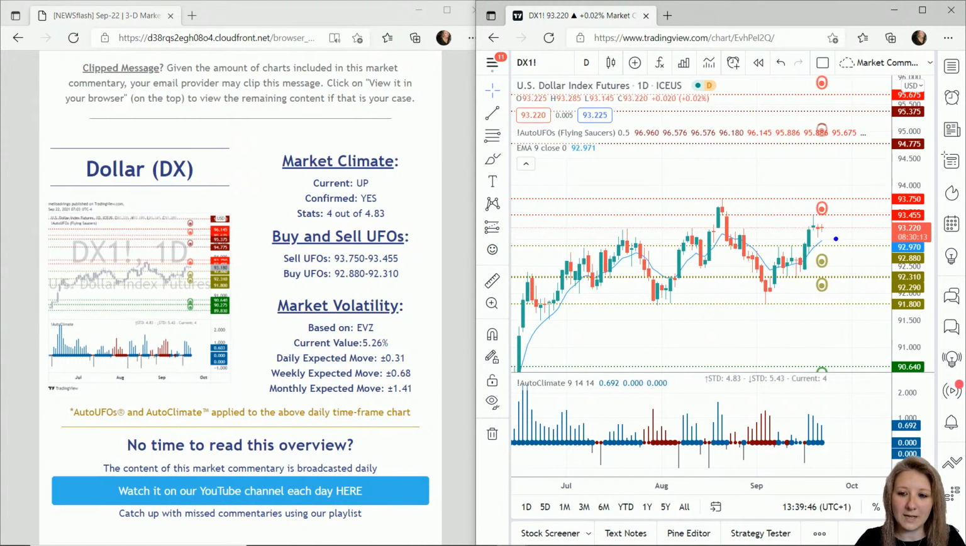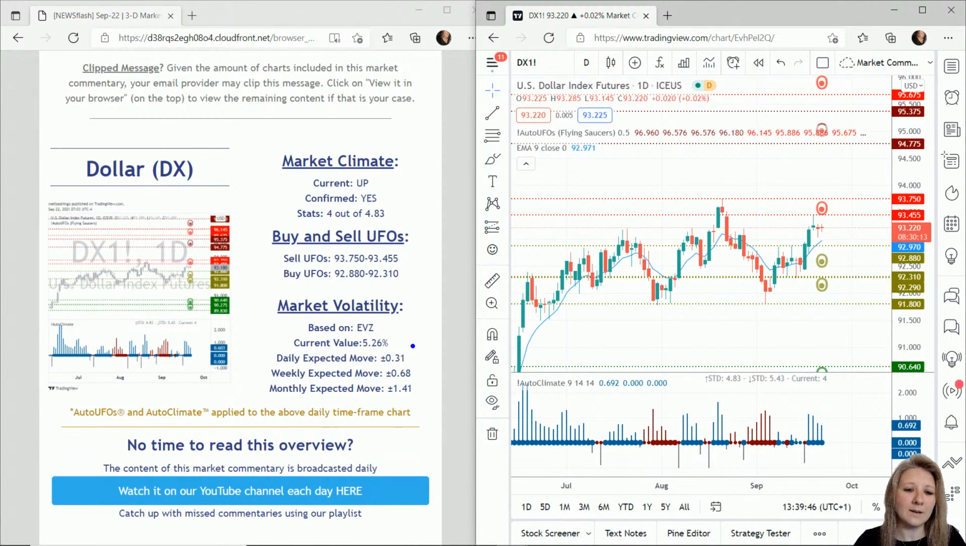So if price were to hit these sell orders, I wouldn't be surprised to see it fall. If price came down and hit these buy orders, I wouldn't be surprised to see it go up. Overall, still probability slightly to the upside with the US dollar until it hits those sell orders. We've still got a little bit of room to get there. Overall probability up here with the US dollar.